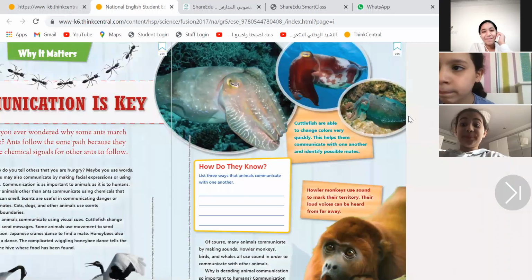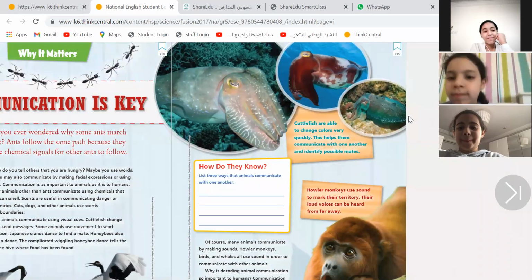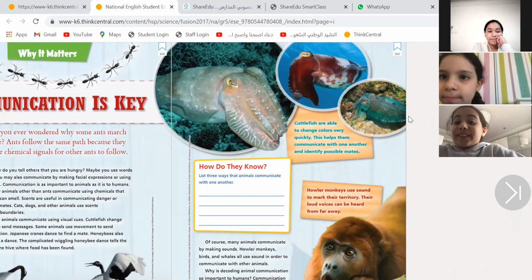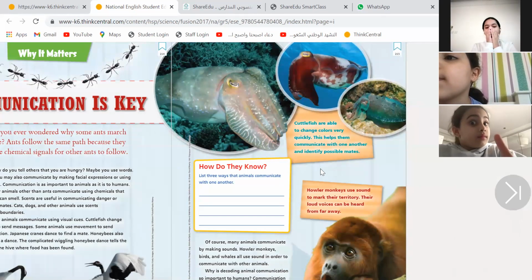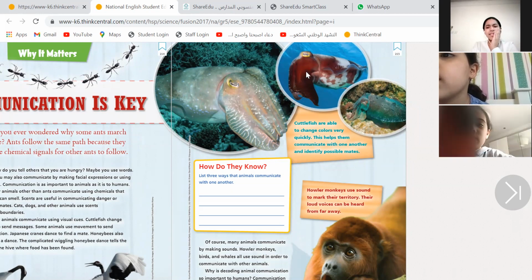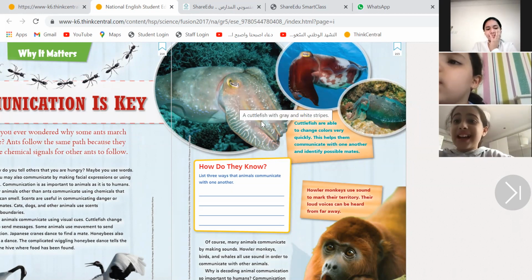Okay, this is the cuttlefish. They are able to change colors very quickly. This helps them communicate with one another and identify possible mates. See the cuttlefish? Over here you can see it blue, over here you can see it red. Octopus? No, it's a cuttlefish.